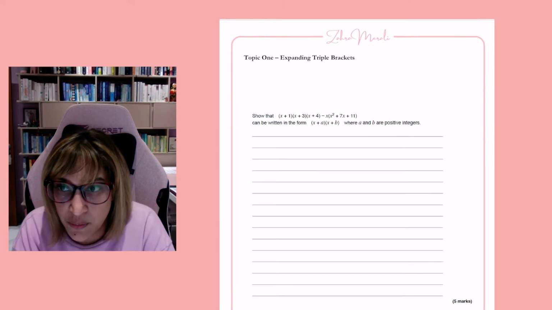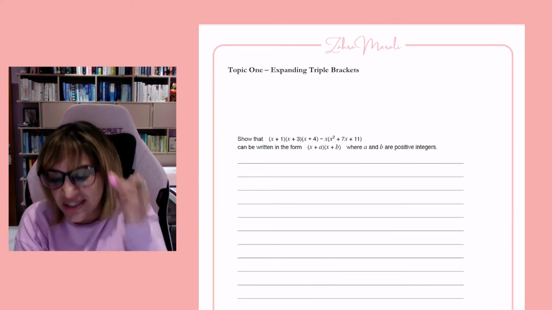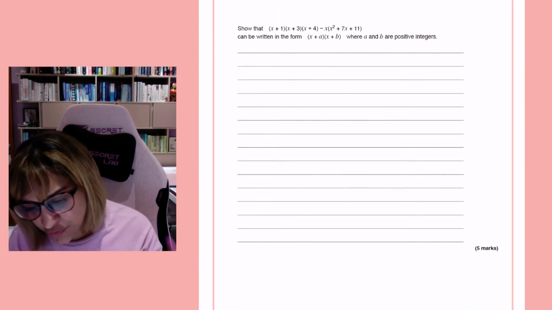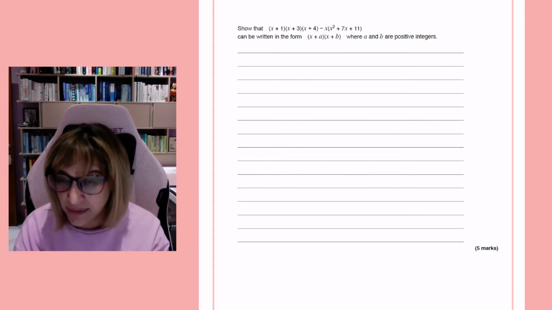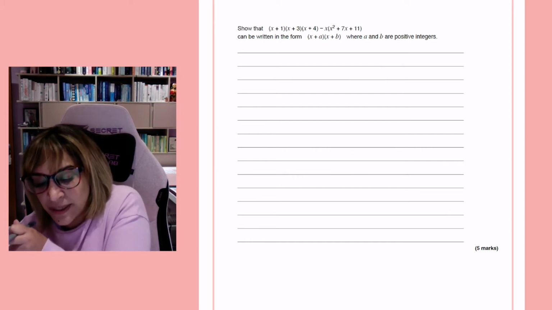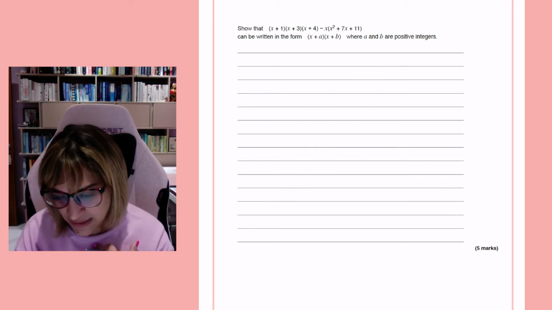Our first topic, we're looking at expanding triple brackets. The easiest way to show you this is to take an example. So here's an exam question. You've got to show that we've got a triple bracket minus another x multiplied by a quadratic, and then we're going to have to factorize it afterwards.